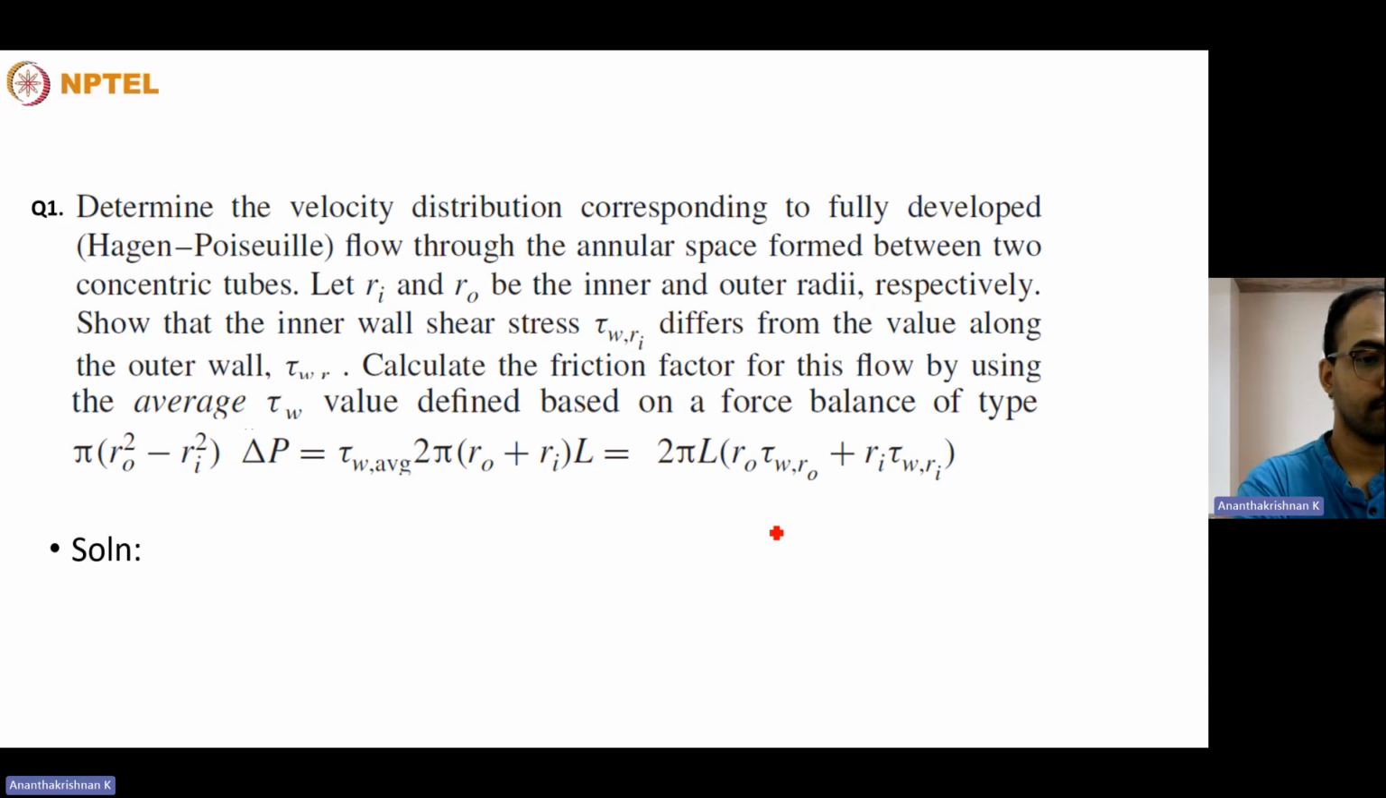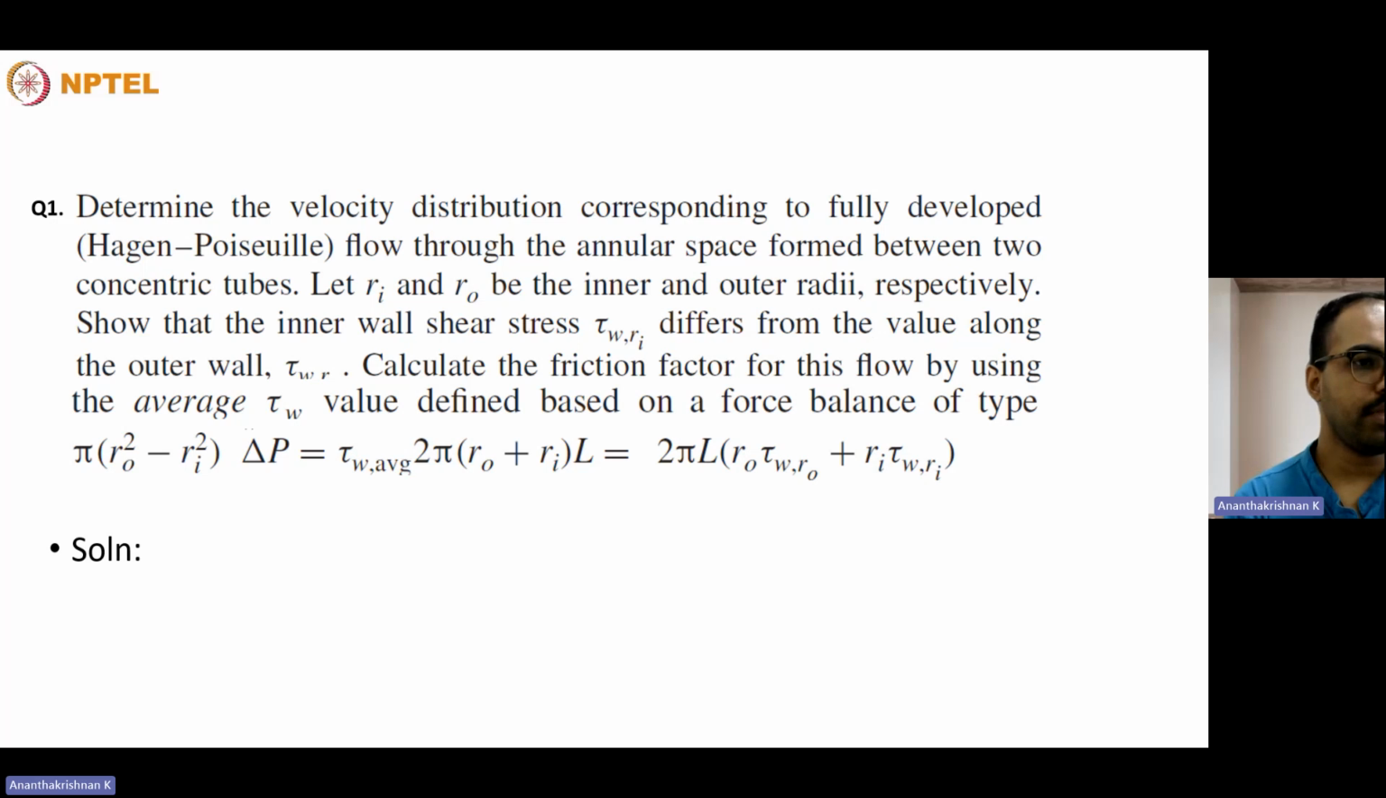Look into the problem. It's a question on Hagen Poiseuille flow. It's a fully developed flow through a duct, a circular duct, or it can be any duct. Determine the velocity distribution corresponding to fully developed Hagen Poiseuille flow through the annular space formed between two concentric tubes. So this case is the annular tube, that is two concentric circles, one over the other, and the middle space between the two concentric circles will be hollow.